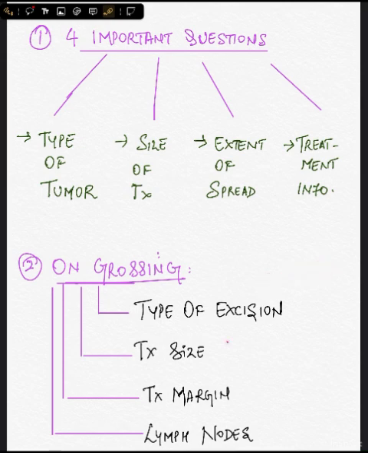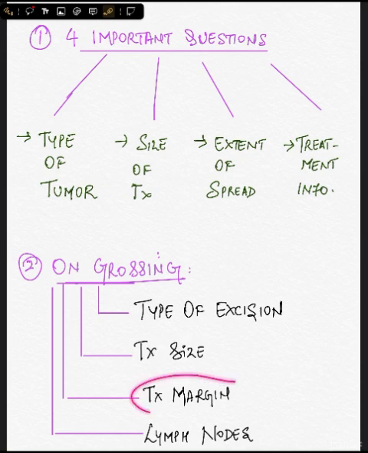We must also document the tumor size. The radiologist would have documented a particular tumor size. We must, as a pathologist, first of all confirm if this is the same measurement that we are seeing, or we should document if the tumor size is more or less than what is given on the radiology report.